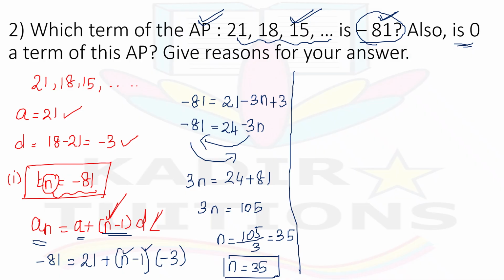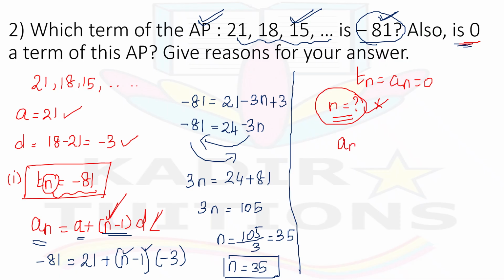So we need to consider Tn value as 0 or An value as 0, and you are going to find the n value. Okay, so maybe if you got the n value as a whole number, yes, the 0 can be a term of this AP. If maybe you got the n value as some fraction or negative, then you can say no, this term won't be available in the given AP, right? So can we find it now?